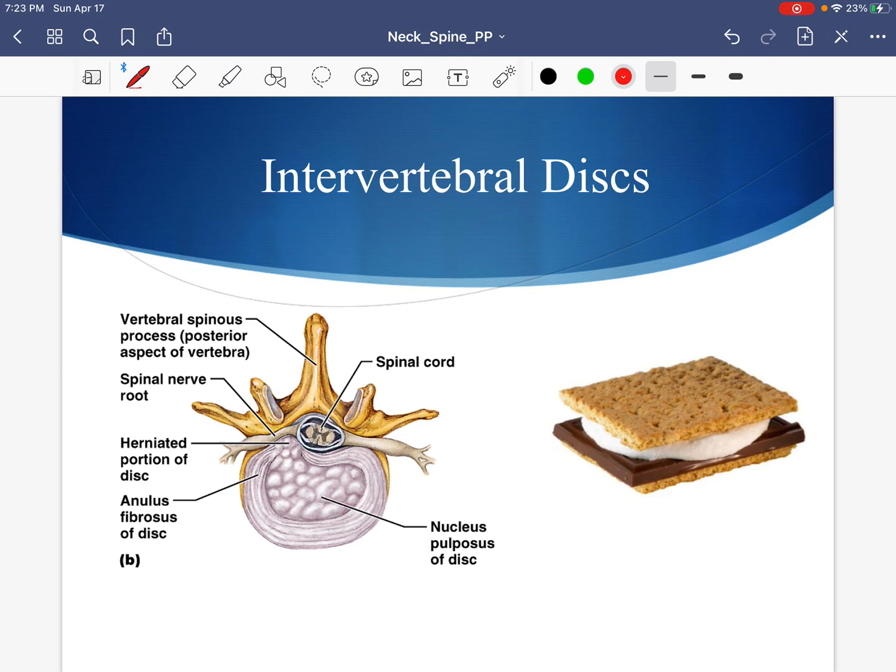But let's talk about the intervertebral discs. What good would it be to have just bone on bone? Wouldn't be so good. So, we have these intervertebral discs in the middle. I know you've heard of them. Let's talk about their structure. So, the inner portion is called the nucleus pulposus. Nucleus tells us it's the middle. Nucleus pulposus.